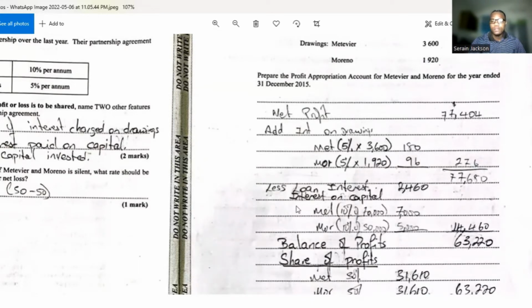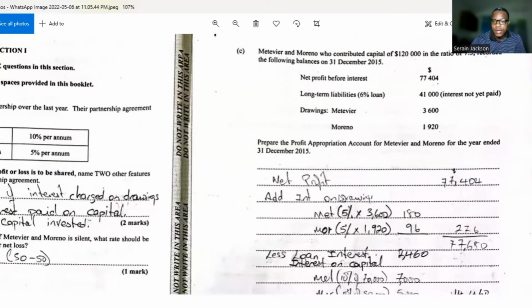If you had the salary paid, then salary would come here as well. I want to keep all my subtractions in one area. Also, interest on capital should be subtracted. Interest on capital is calculated on each partner's capital, so it's 10% of each partner's investment.